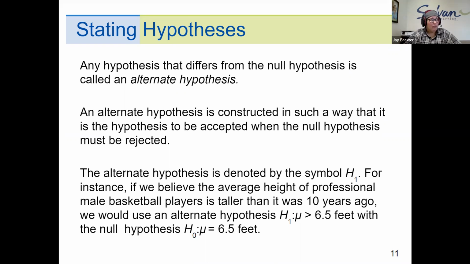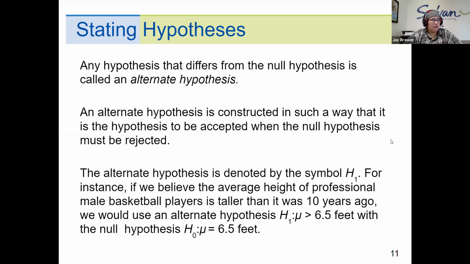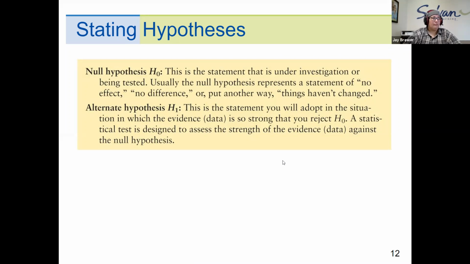Any hypothesis that differs from the null hypothesis is called an alternate hypothesis. An alternate hypothesis is constructed in a way that it is the hypothesis to be accepted when the null hypothesis must be rejected. So basically here, if we go back to the basketball player, you can see that the first alternate hypothesis, H sub 1, would be that the mean will be greater than 6.5 feet. Honestly, that's where my brain would have gone to begin with, but we'll see down the road what's going to happen.